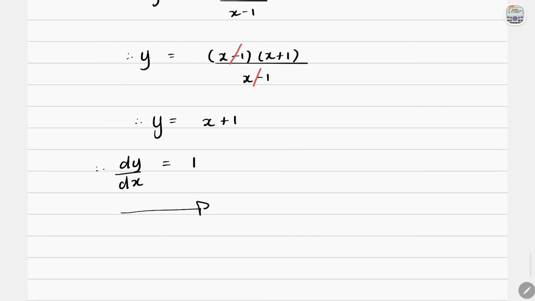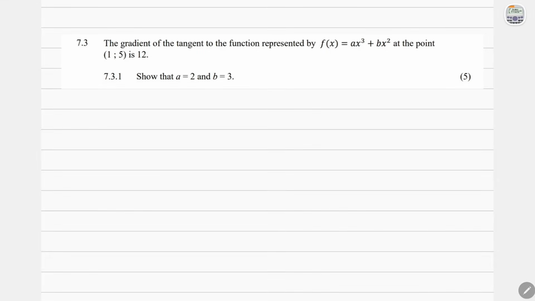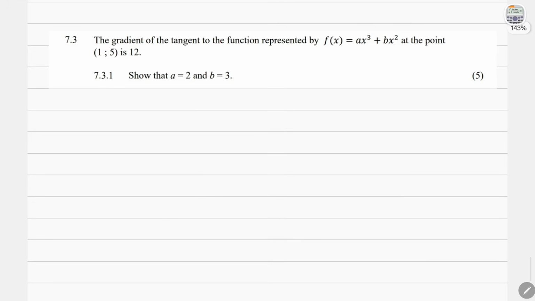Moving on to the next question. Question 7.3 says the gradient of the tangent to the function represented by f of x is equal to ax cubed plus bx squared. So we have a cubic function. At the point 1 and 5 is 12. And 7.3.1 says we need to show that a is equal to 2 and b is equal to 3.